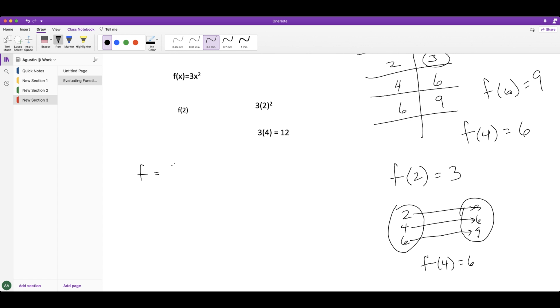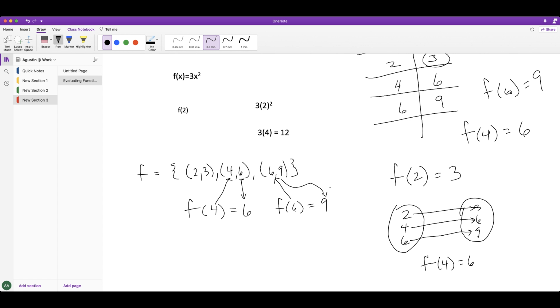All right. If they give you as points, so they say the function f is equal to, and they say 2 comma 3, 4 comma 6, and 6 comma 9. And the question is, what is f of 4? It's 6, right? I'm just getting the number 6 because that's what I'm looking for. I'm looking for the number 4. If they say f of 6, then the answer is 9, right? I'm looking for this one. This is my output, 9.